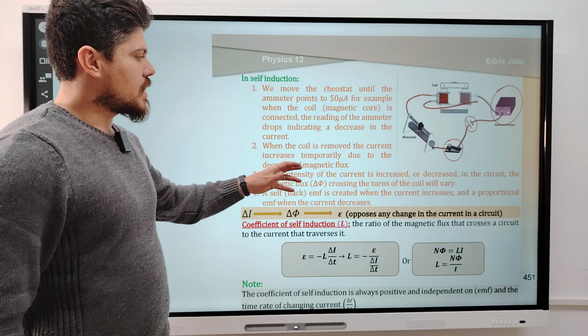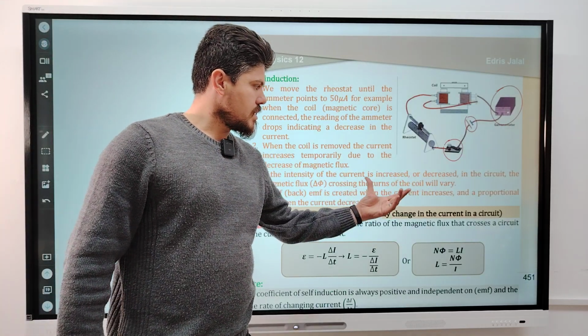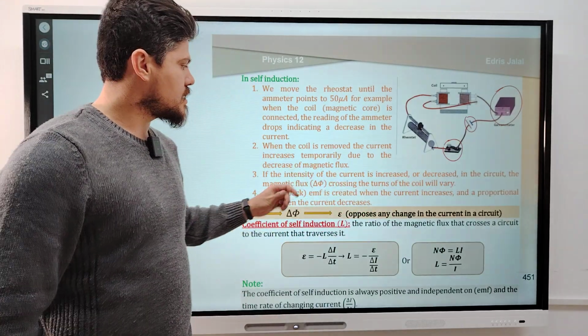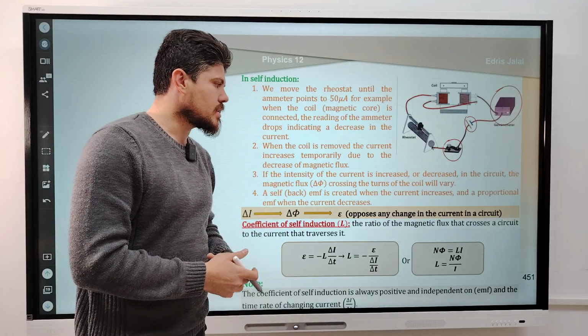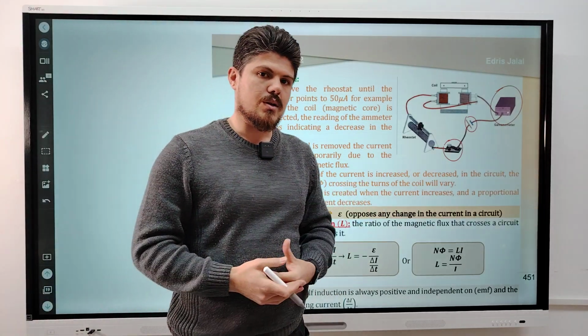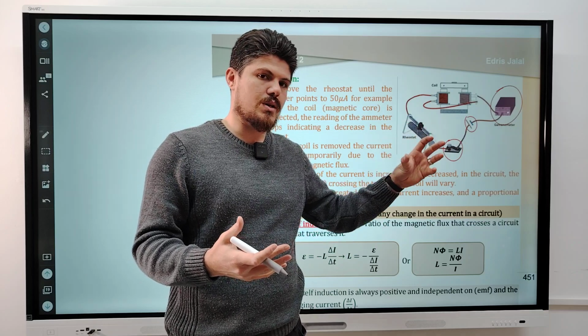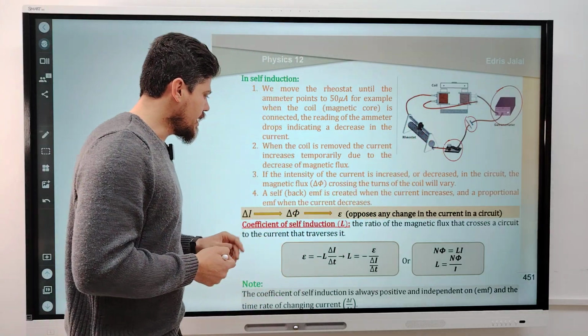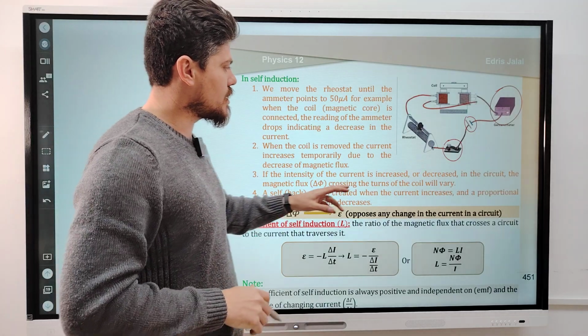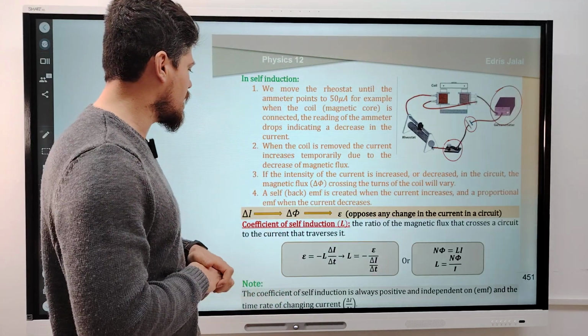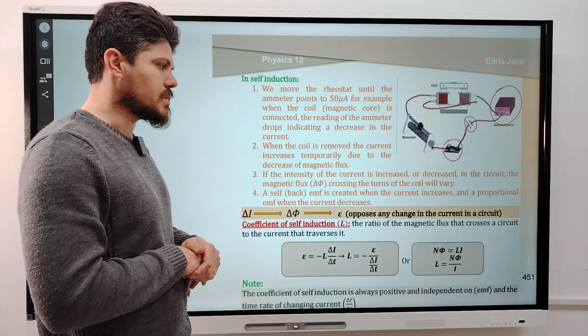Also, if the intensity of the current is increased or decreased, it means that when the current changes in the circuit, the magnetic flux crossing the turns of the coil will vary. Okay, when does magnetic flux change? When the current decreases or increases. A back EMF is created when the current increases, and a proportional EMF when the current decreases.